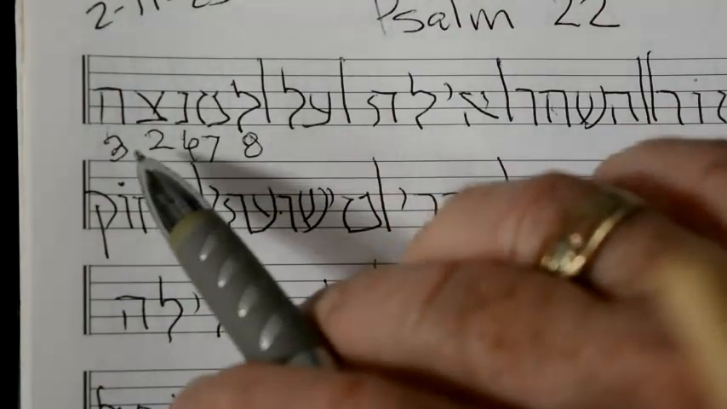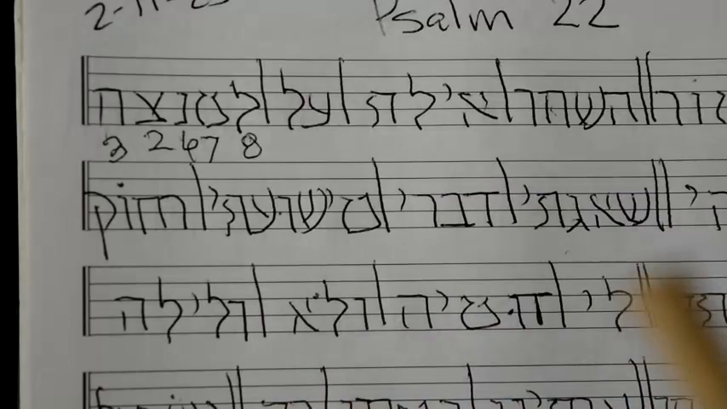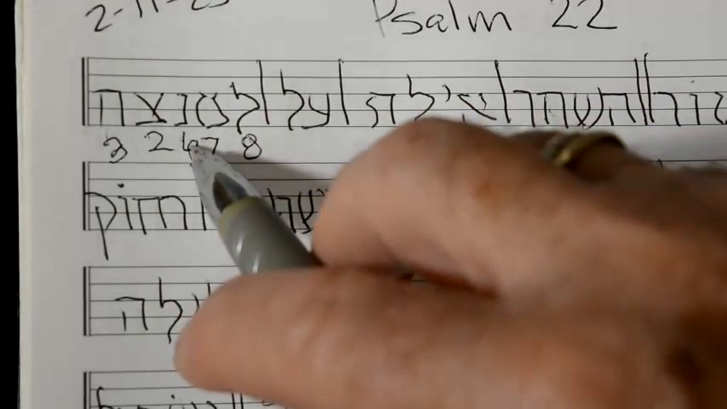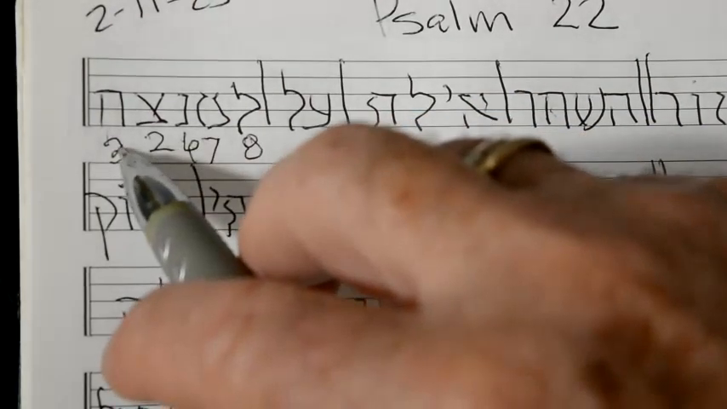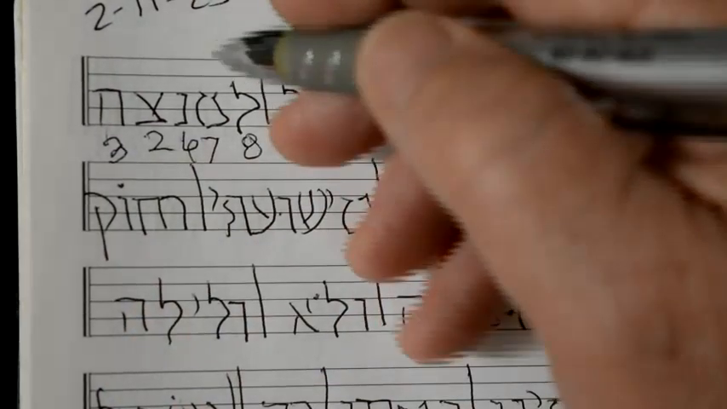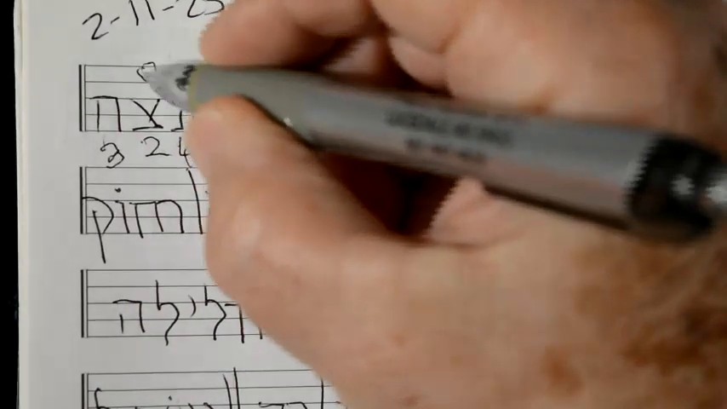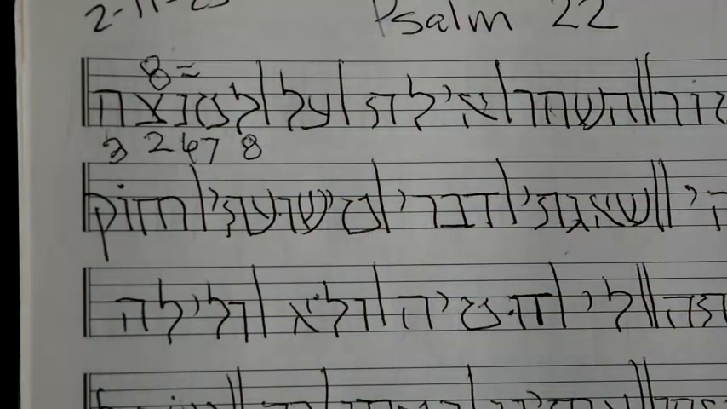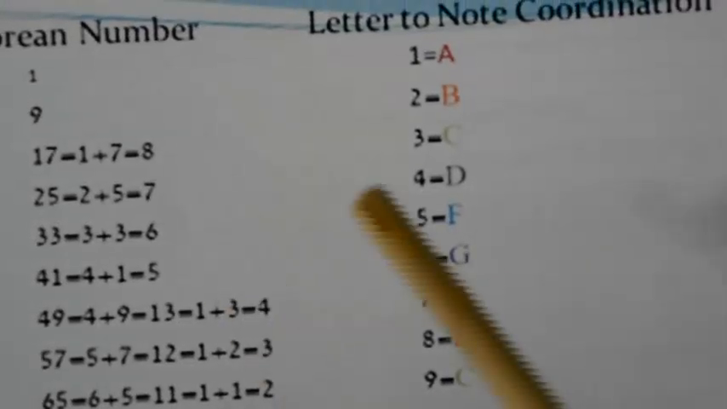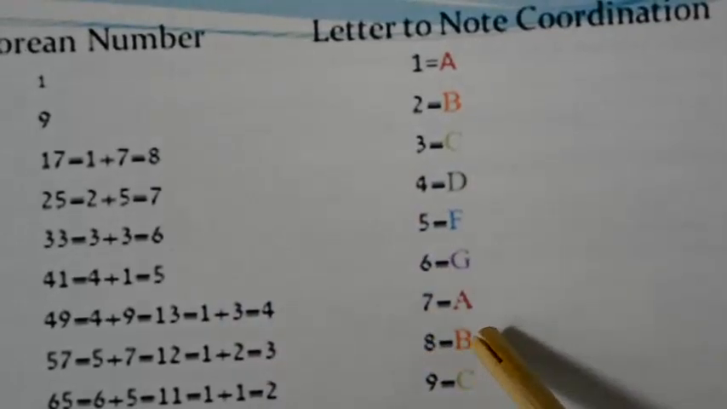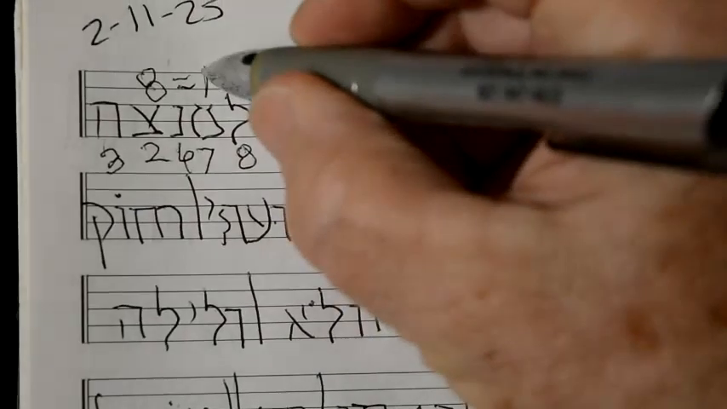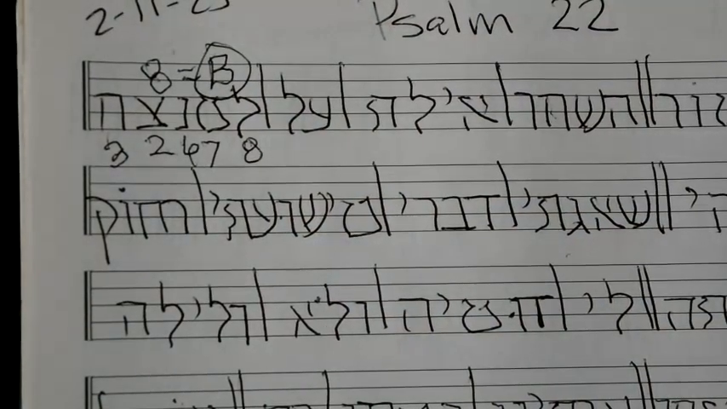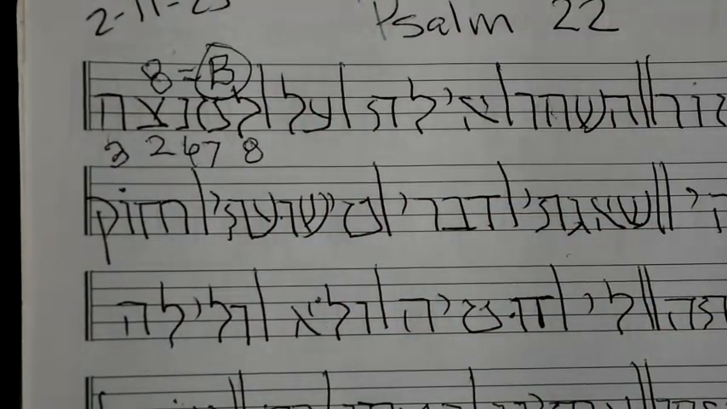So we're going to do that for each word all the way through. And 8 plus 7 is 15, plus 6 is 21, plus 2 is 23, plus 3 is 26, 2 plus 6 is 8. So that is going to give us 8, which is the letter B, so the B chord. Okay, and so I go through and do each one the same way.